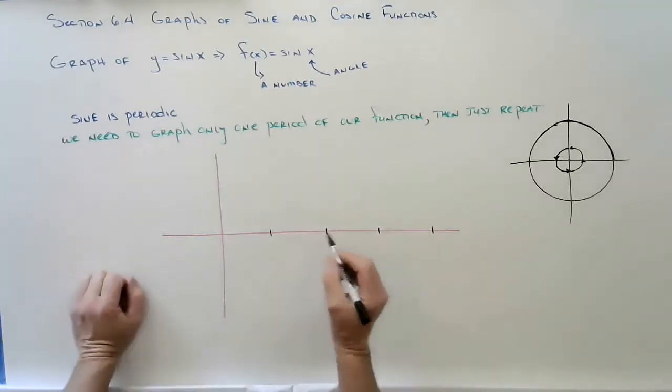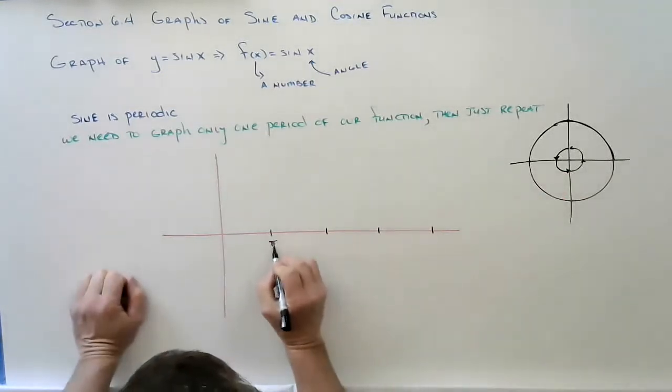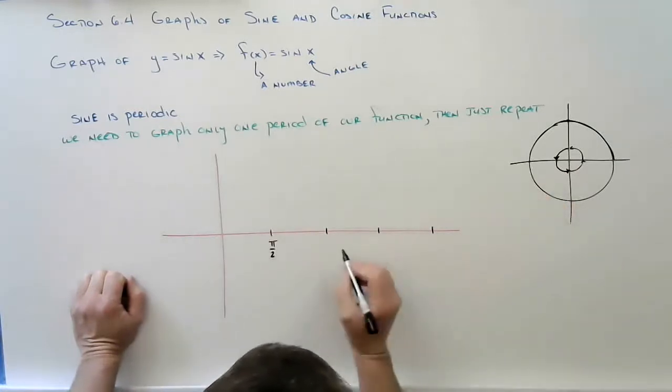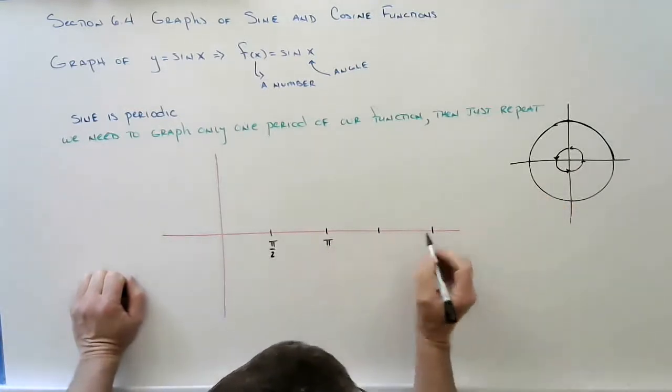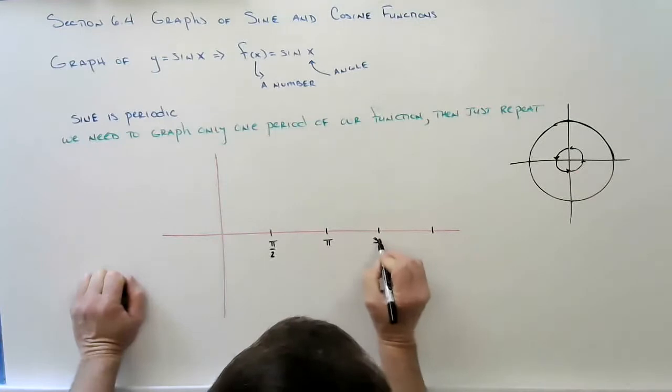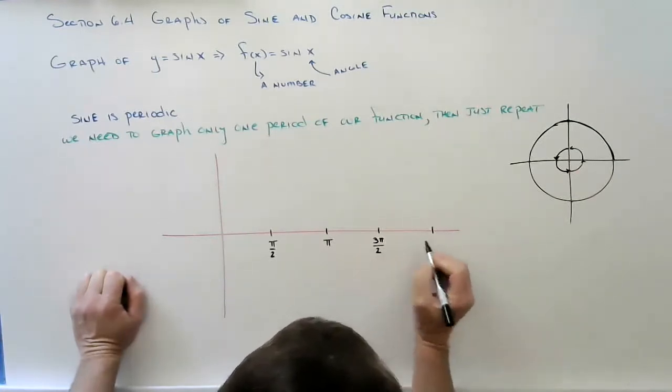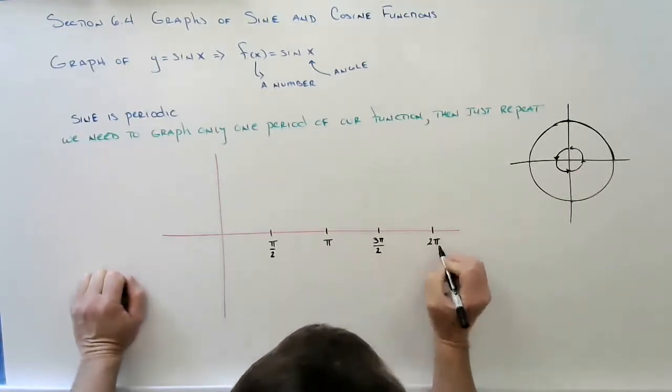Now we label these points. We know where they are. This is pi over 2. This is pi right here. This is 3 pi over 2 right here. And this is 2 pi right here.